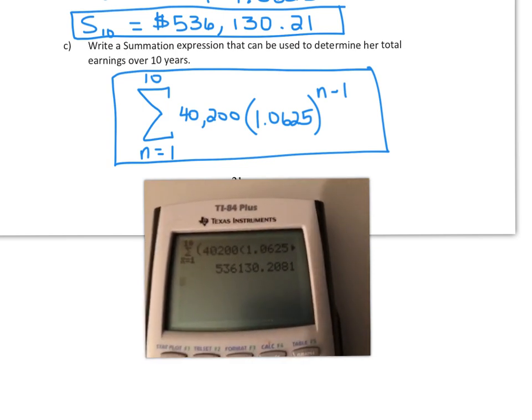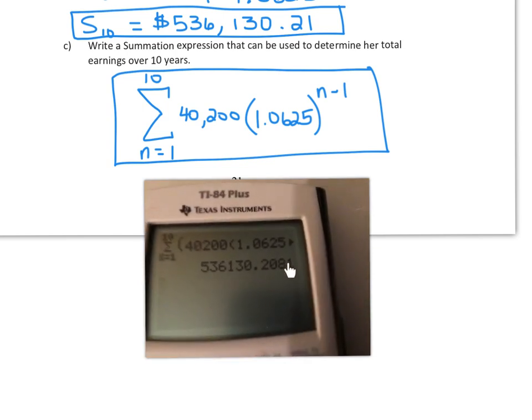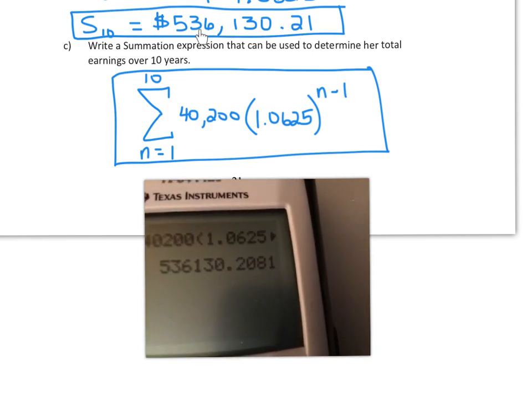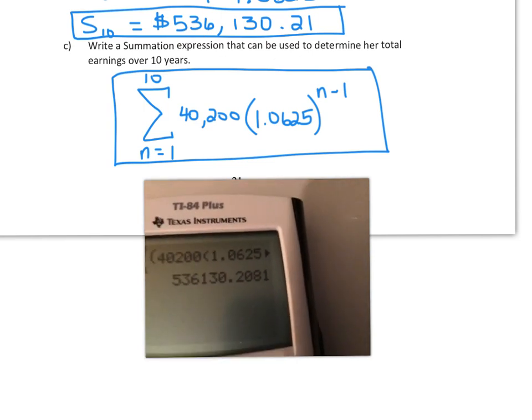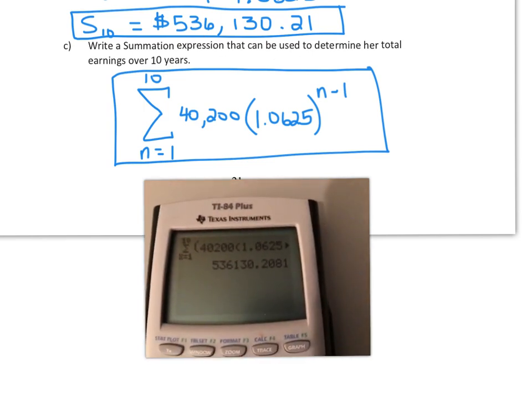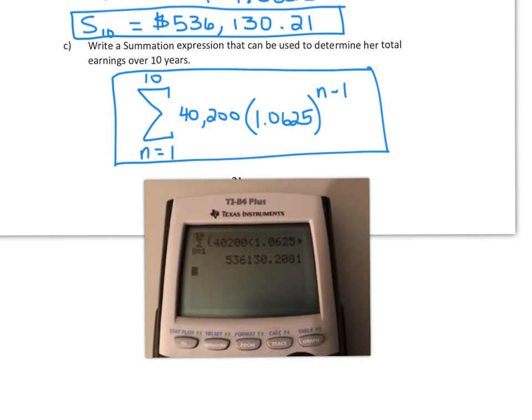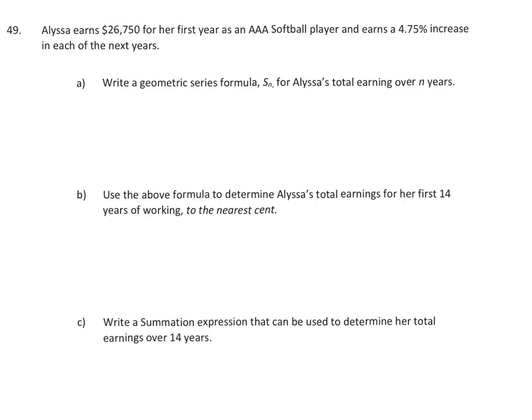And when I do, look at this, you'll notice that I get the same value in here as I did up here in part B when we did it by hand. So these match up. That's a good way to check if you got your formulas correct. All right, so 49 is very similar to what we did in 48. So try this on your own, guys, okay?